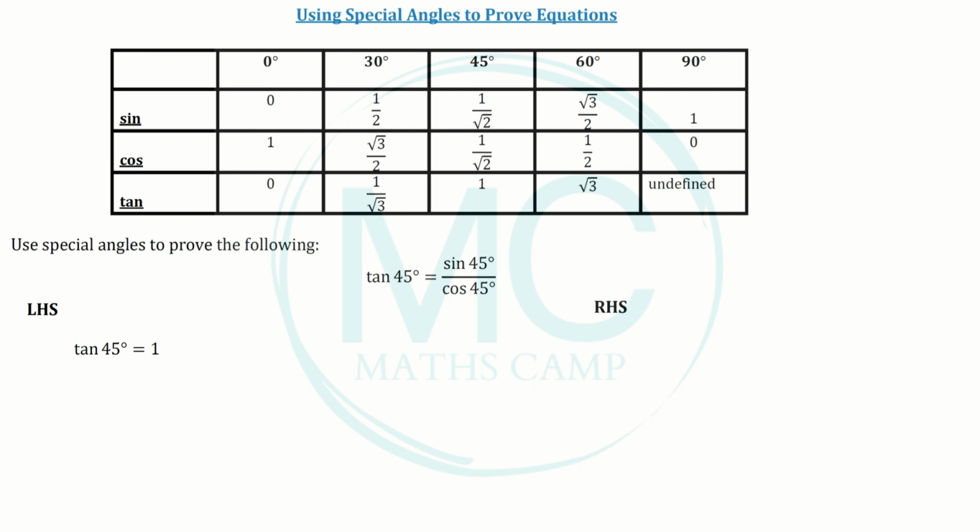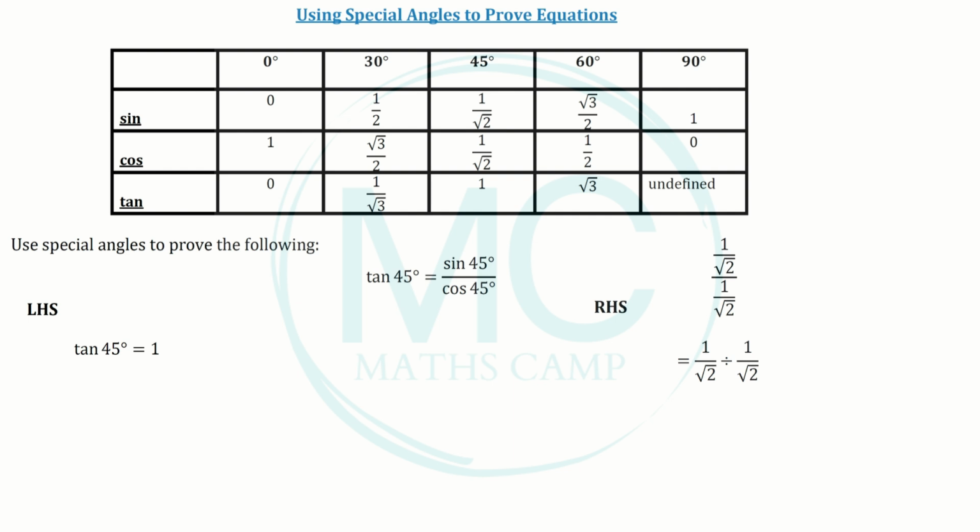Sine 45 degrees over cos 45 degrees. From the table, we can see sine 45 degrees is 1 over root 2, all over cos 45 degrees, which is also 1 over root 2. But now we have fractions within the fraction, and this can become quite confusing. We know that when working with fractions, we are dividing the numerator by the denominator. So we can rewrite this as 1 over root 2 divided by 1 over root 2.